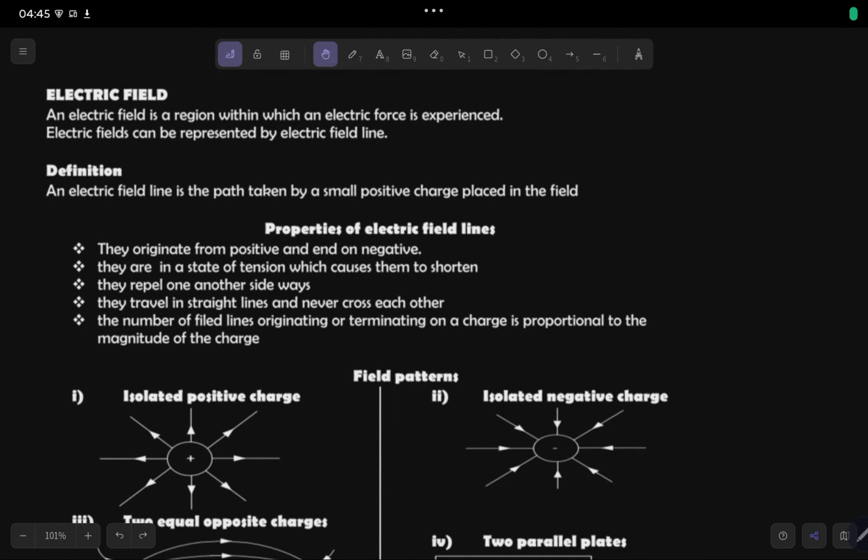You are most welcome to this episode of our lessons in electrostatics. And in this episode, we are discussing the electric field.